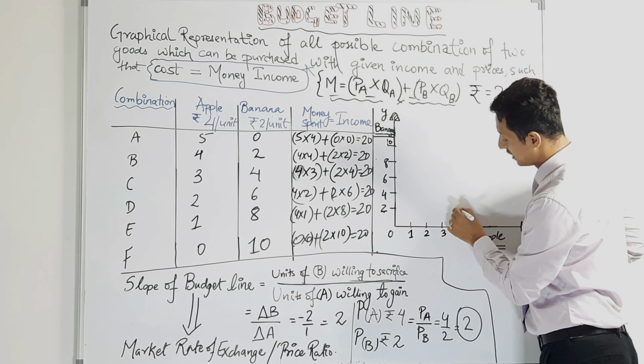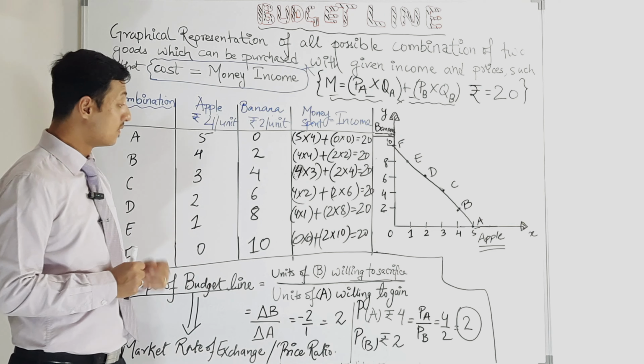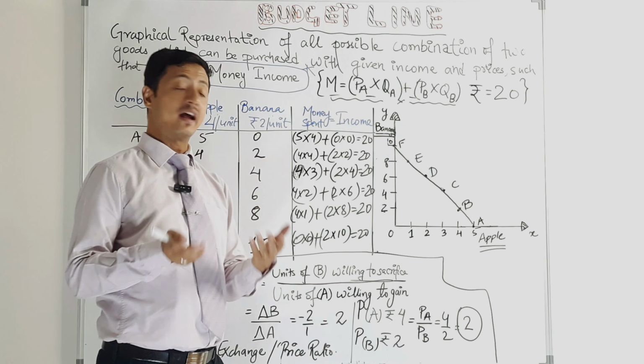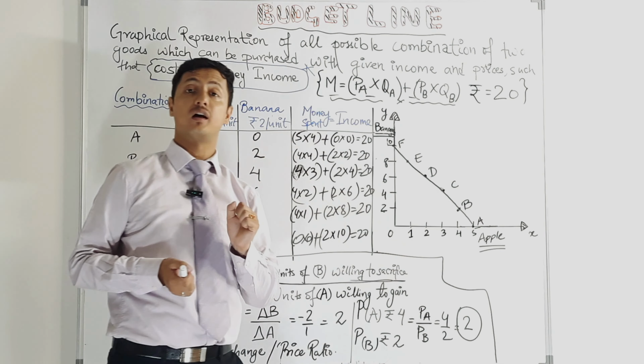Now, budget line is also known as market rate of exchange, because this is the rate at which one commodity is exchanged for the other, right? Now, it is also known as price ratio. Sometimes the question may come, why market rate of exchange is also known as price ratio or is represented by the price ratio, then we can simply say that what is price ratio? Price of apple by price of banana.